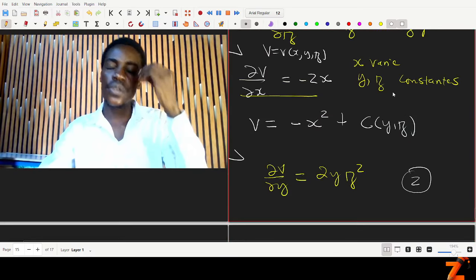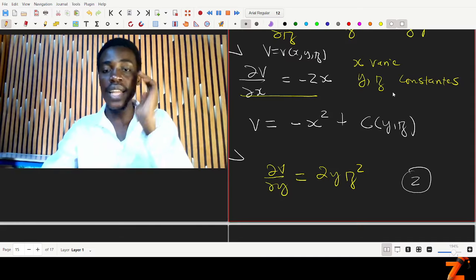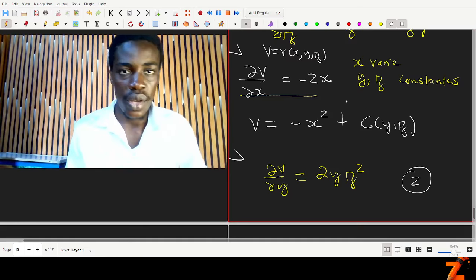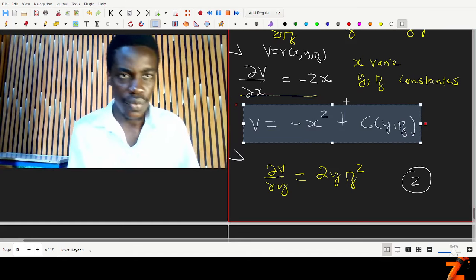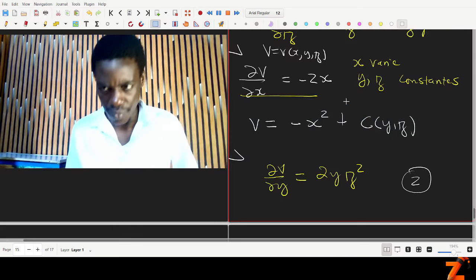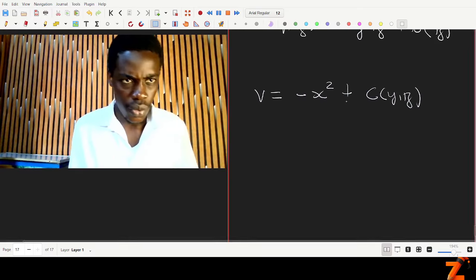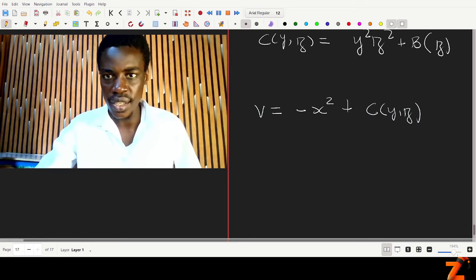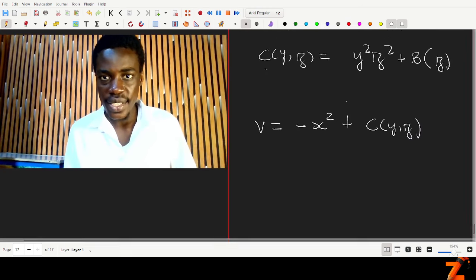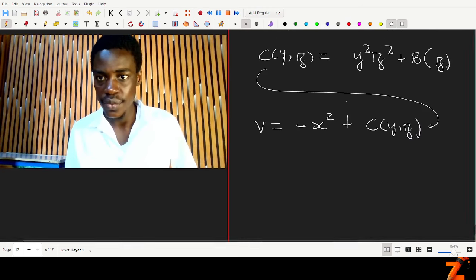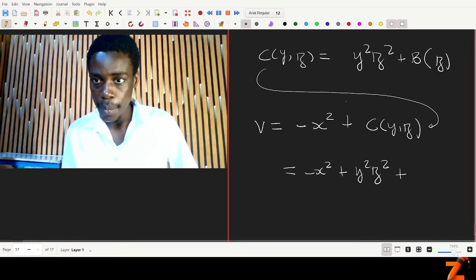Since I found c of y and z, I can replace it in the expression of v. Because don't forget the final goal. The final goal is to find v. So I come here, I take v and I write it here. If I replace c of y z in this expression, I have negative x squared plus y squared z squared plus b of z.